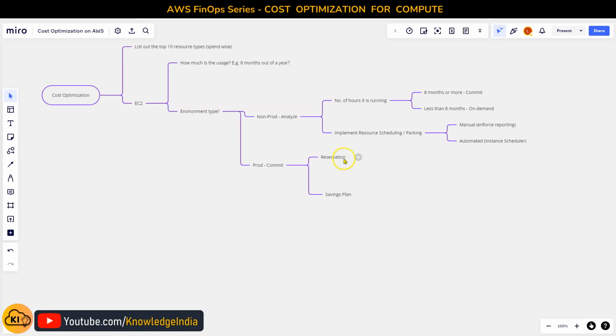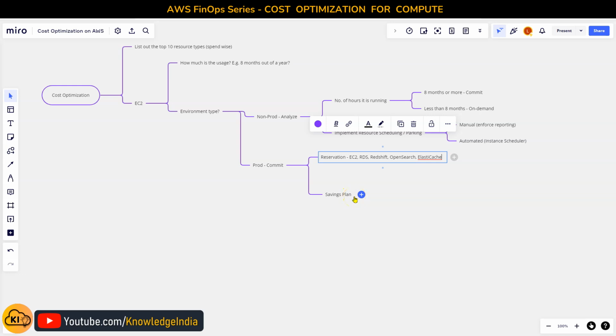Now, of course, reservation is applicable to many resource types. It's applicable to EC2, RDS, Redshift, OpenSearch, ElastiCache, etc. There are many. We can come to all of them one by one, but for these resource types you can have a reservation, and a reservation is typically 1 year or 3 year, as you know.